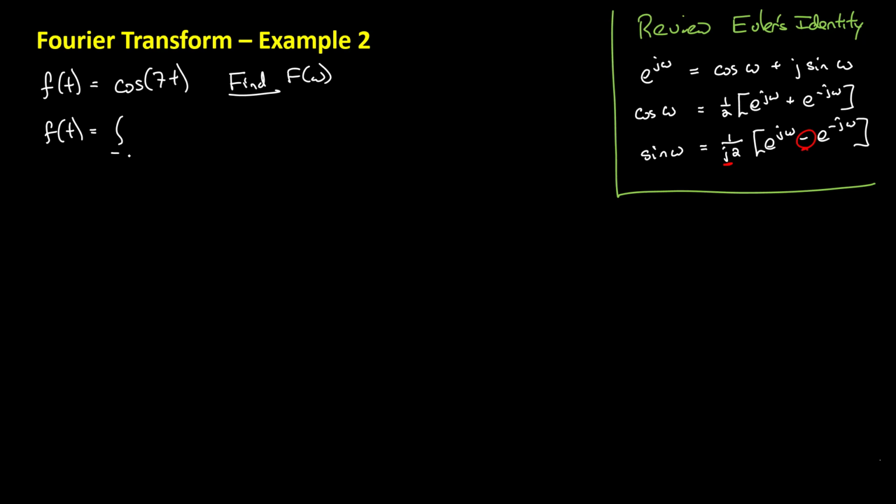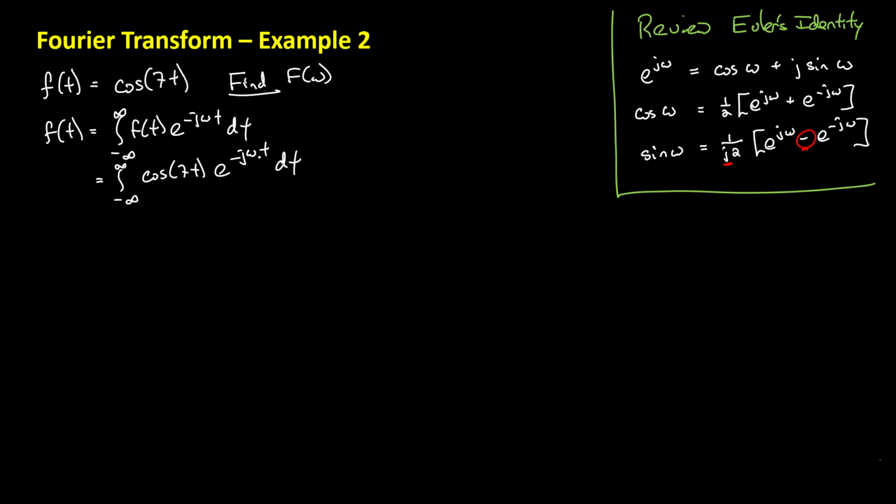Now one could naively put in the Fourier transform formula right here. Plug in that cosine in here. And you'd get a hot mess. This is a tough, even PowerPoint doesn't want to let me write it. This is a tough integral to evaluate.